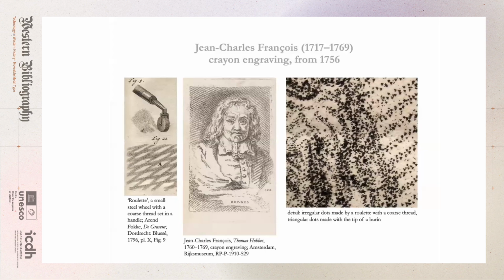A small steel wheel or roulette with a coarse thread was rolled over the plate's surface to create crayon lines or series of pits, an invention by French artist Jean-Charles François.